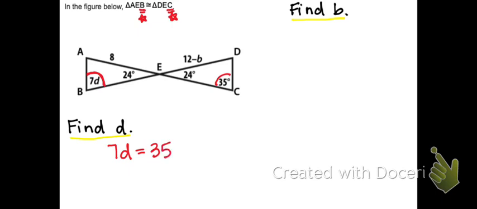Once you set up that equation, you can just solve it. So I'm going to undo that multiplying by dividing, and I see that D equals 5. This works for side lengths as well.